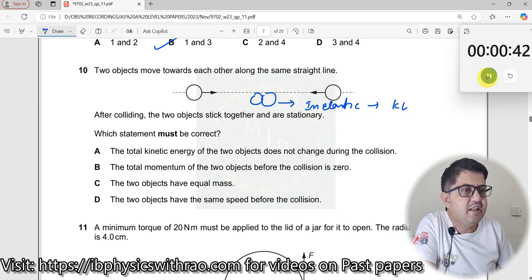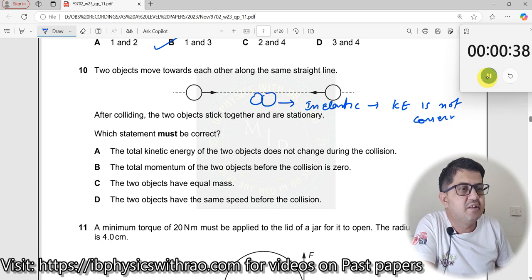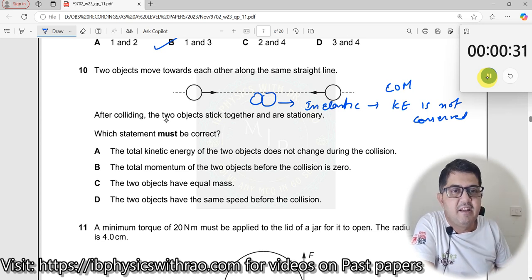When there's an inelastic collision, what happens? The kinetic energy is not conserved. What about the momentum? Momentum is always applicable. Whether it's elastic or inelastic, it's applicable. Okay. Let us read the options. Which statement must be true?